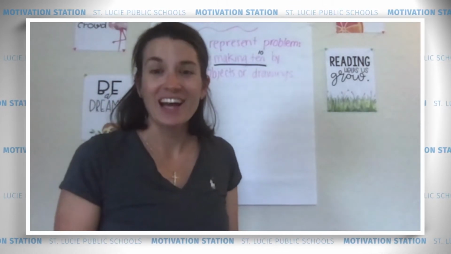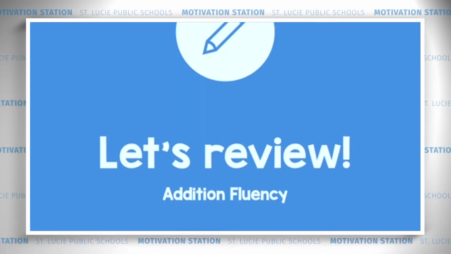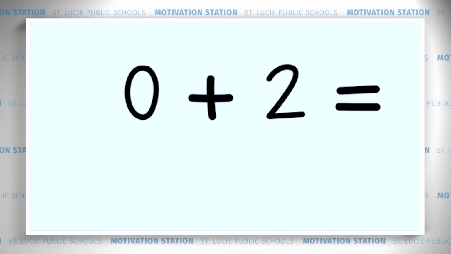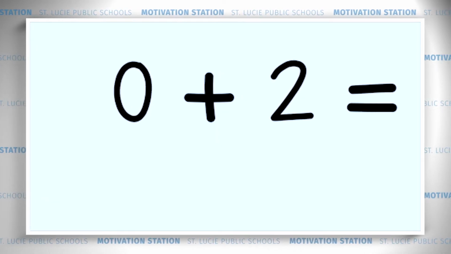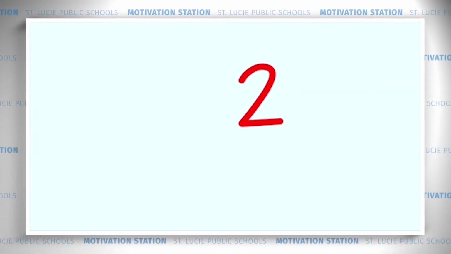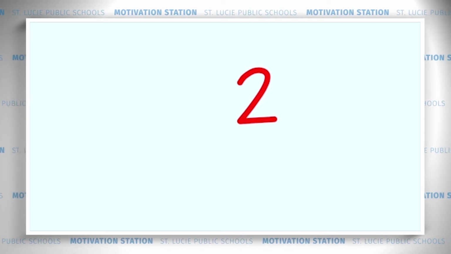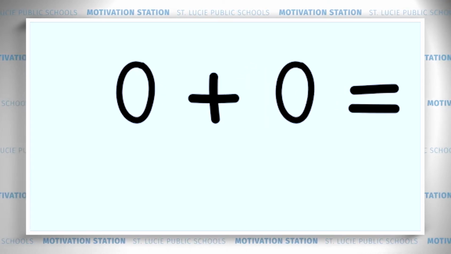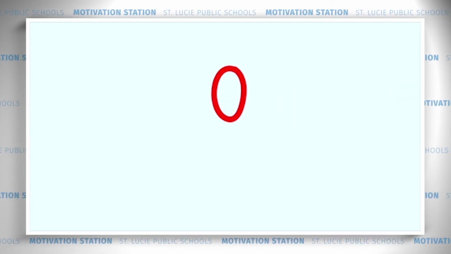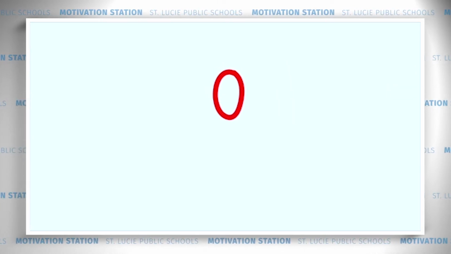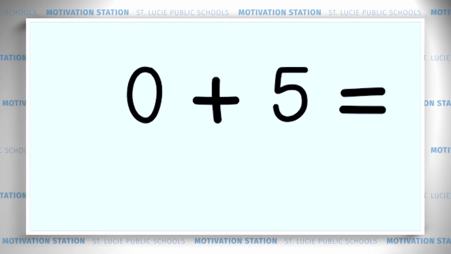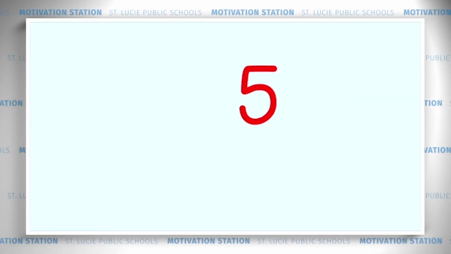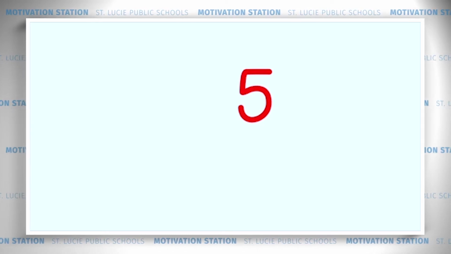Okay, are you ready? Let's first start with a review. To review, let's see how fast we can add. Let's go. 0 plus 2 equals 2. 0 plus 0 equals 0. You did it. 0 plus 5 equals 5. Great job. Keep adding.